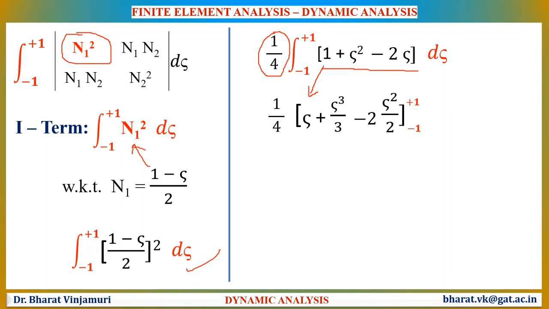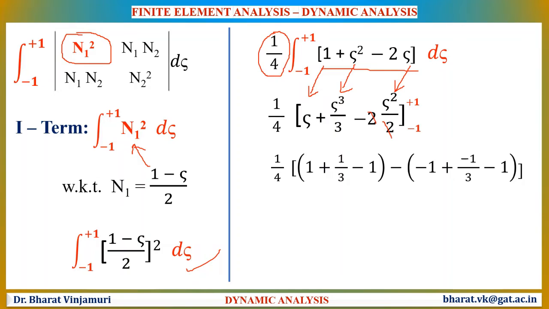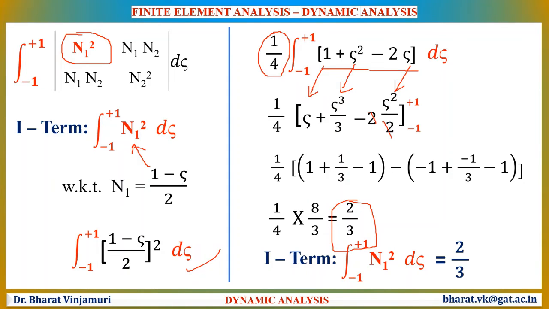Integral of 1 is zeta, integral of zeta square is zeta cube by 3, and integral of zeta is zeta square by 2. On cancelling the value of 2 and substituting the limits +1 and -1, we will be able to obtain the following equation. On simplifying, this equation will have a value of 2 by 3. Thus, the first term, that is the integral of N1 square in terms of natural coordinates within the limits -1 to +1, will result in a value of 2 by 3. This value can be substituted in this matrix.